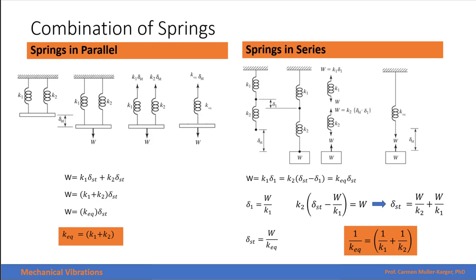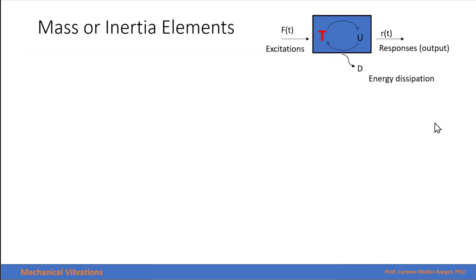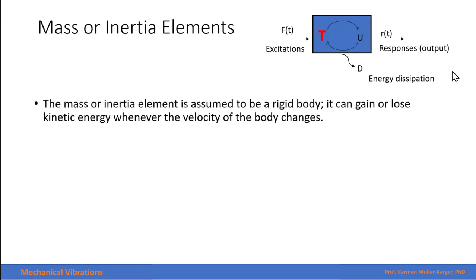In our vibrating system, we have the cycle of converting kinetic energy to potential energy and back to kinetic energy. We already studied the elements that produce potential energy. Now we can study the elements that produce kinetic energy. Those are mass or inertia elements. We will assume that the mass or inertia elements are rigid bodies, and they can gain or lose kinetic energy whenever the velocity of the body changes.